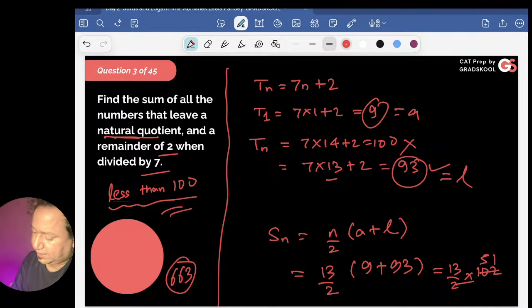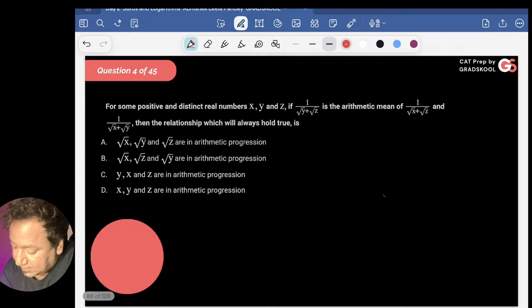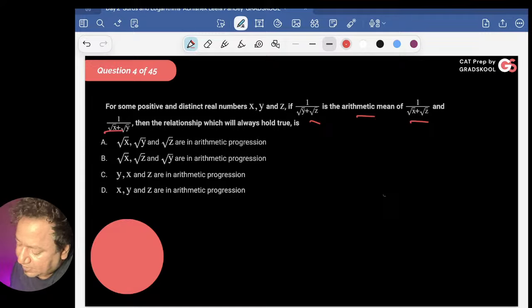चलो, let's go ahead. Oh, what is this? For some positive and distinct real numbers x, y, and z, if this guy is the arithmetic mean of this and this guy, then the relationship will always hold true. Which will always hold true, is we have four relations over here.